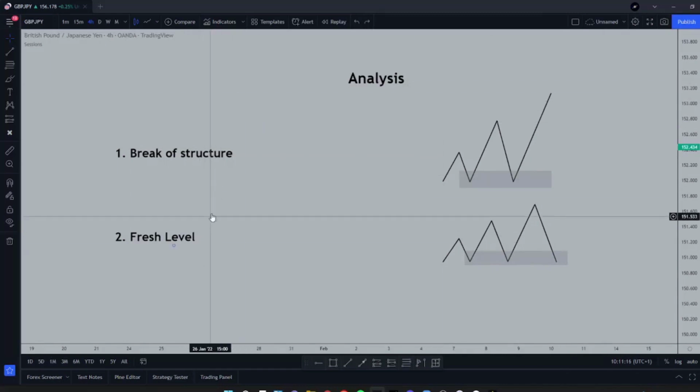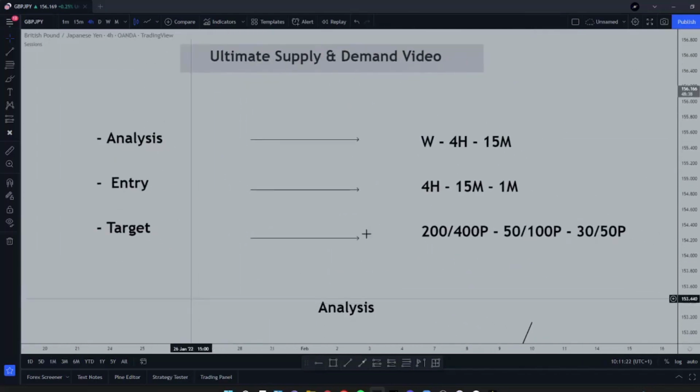So these two things are very important on the analysis, on our analysis time frame, which could be the 4-hour, the weekly, or the 15-minute.